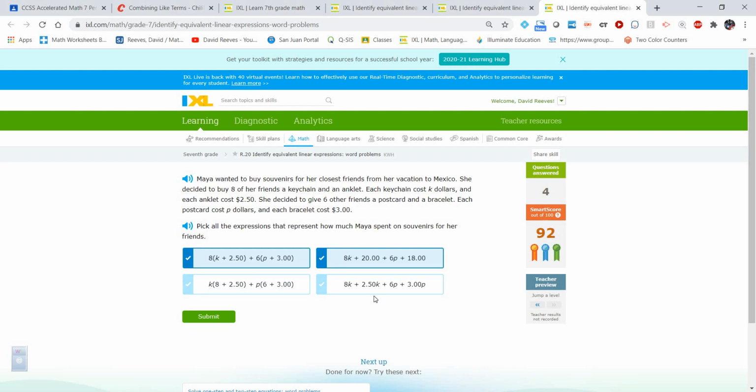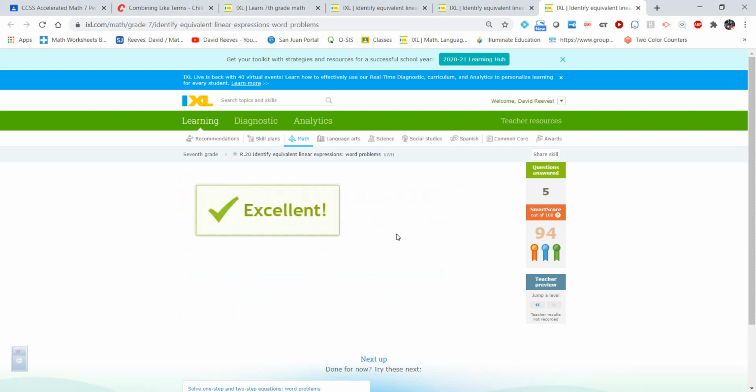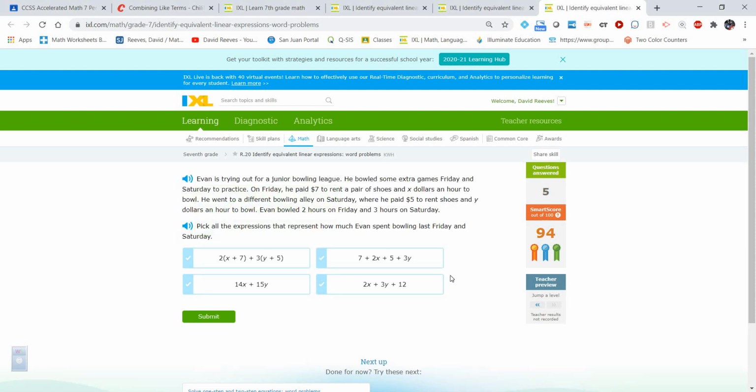And these down here are not. Do you see how this has K sets of friends and P sets of friends? That's not what we want. And this one right here is simply that one simplified. So it's that top two again. 8 sets of friends getting K plus 2.50, 6 sets of friends getting P plus 3, and it simplifies to that.